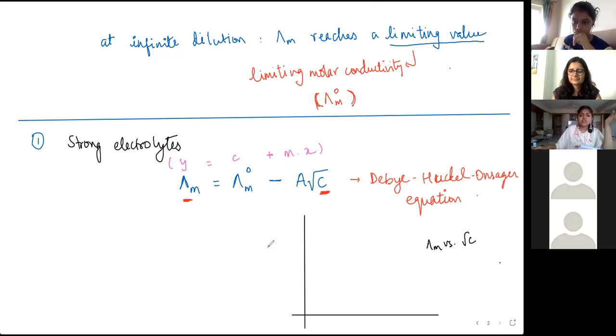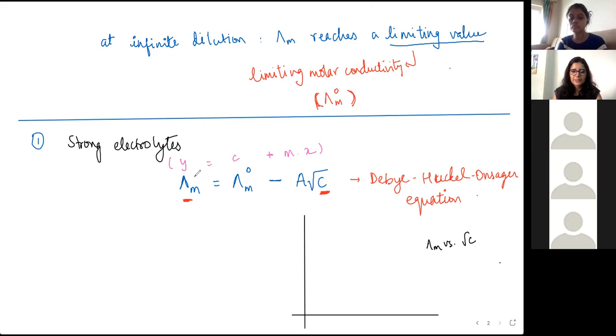It'll be a normal linear graph. The linear equation, y equal to mx plus c. So it's a 1-to-1 relation here. This is power 1, root c is also power 1, so it's going to be a straight line. For this straight line, can you figure out what is the slope and what is the intercept?